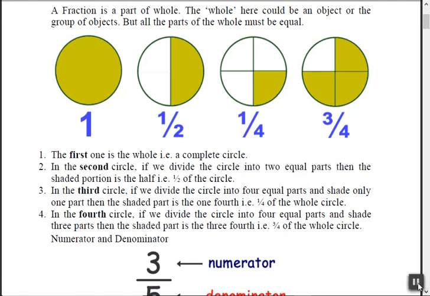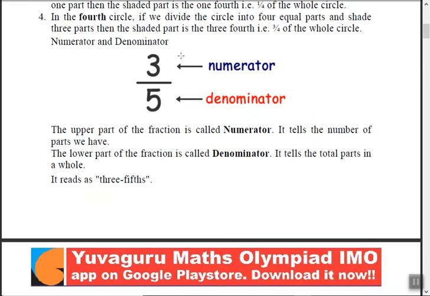So this is basically the meaning of fraction. A whole is divided into some equal parts. A fraction has a numerator and a denominator. The one above is called the numerator, the lower one is called the denominator. So in 3/5, 3 is the numerator and 5 is the denominator.